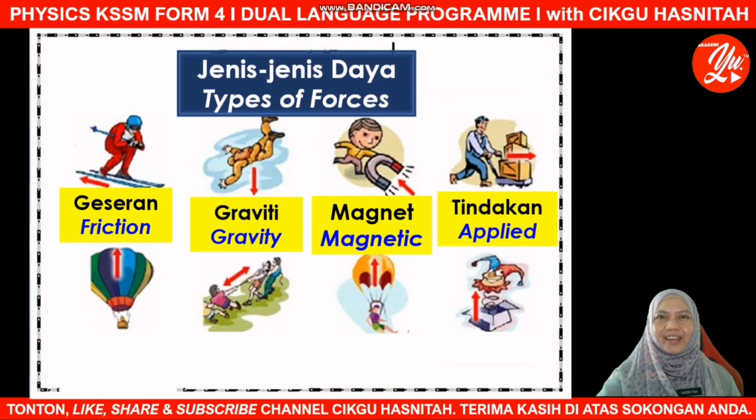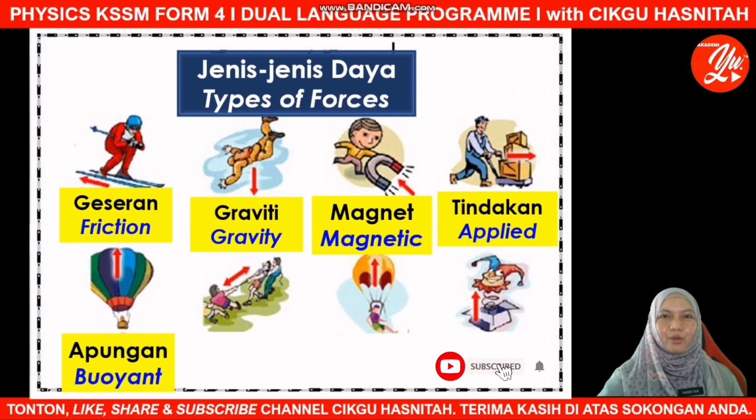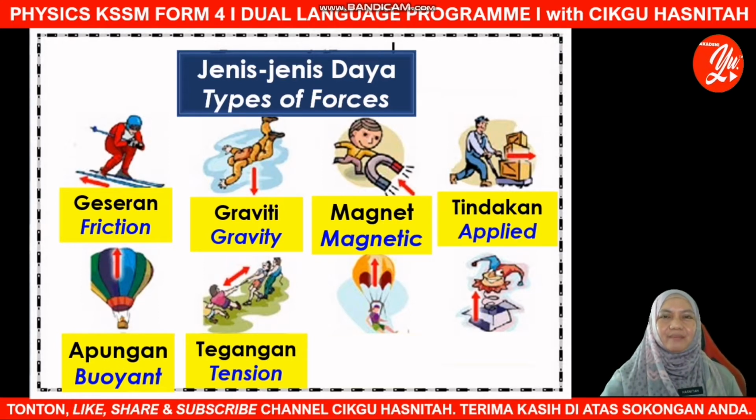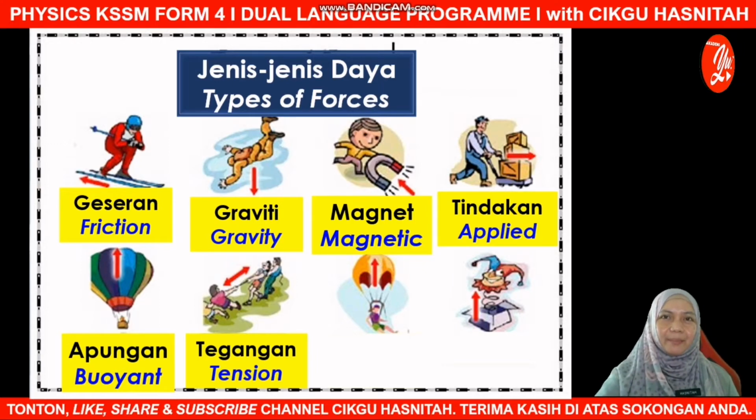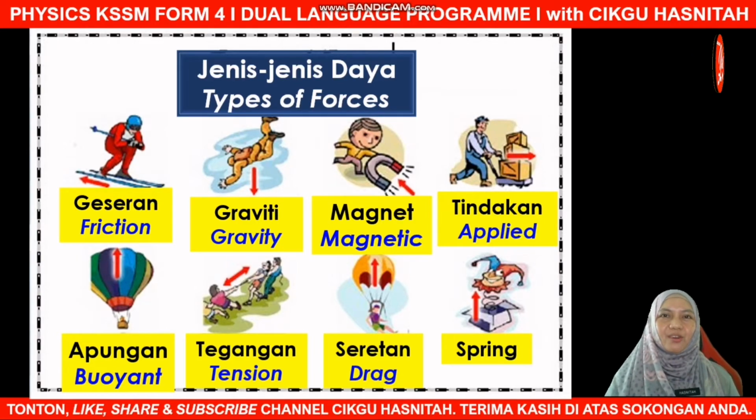Yes. Then the fifth one is very easy. Buoyant force acting on the hot air balloon, which lifts it upwards. How about the sixth diagram? Again, very good. The force involved there is called tension. Tension is a force involved with a force applied on a string, for example. And then the seventh diagram. Yes, that is called drag force. And the last one is spring force. So these are a few examples of forces.